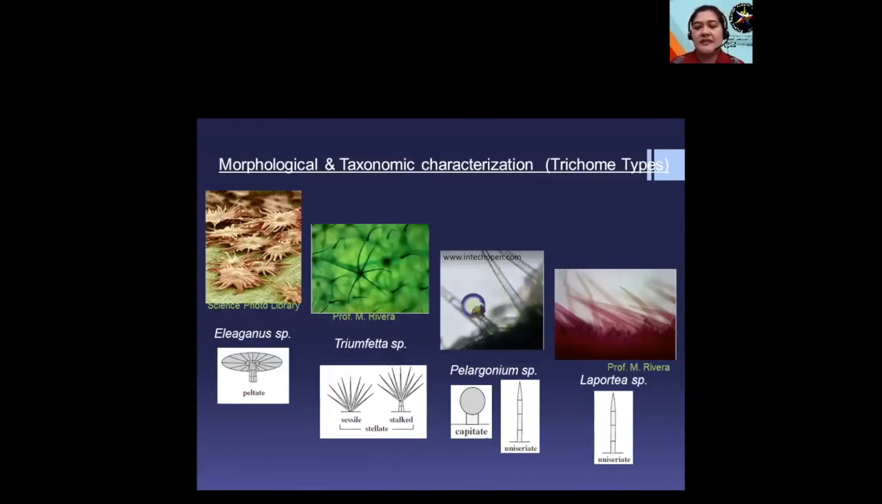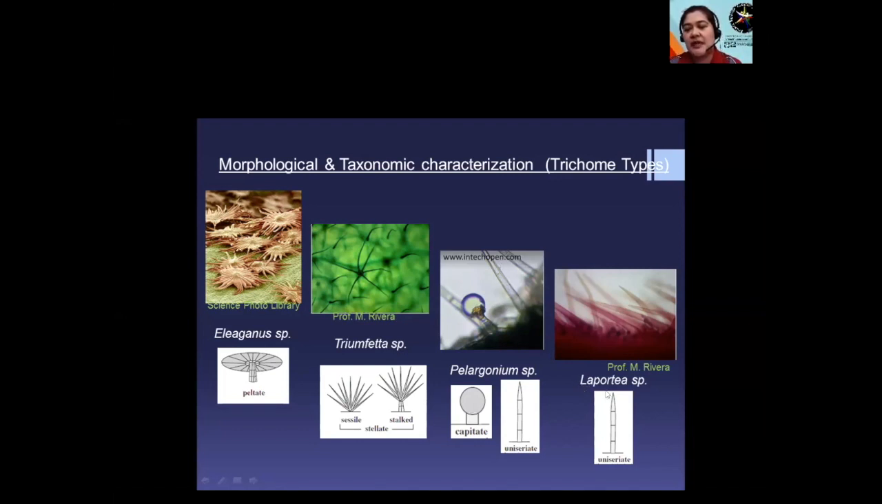So this would be examples of trichomes. So we have here Eliaganus. Makikita po natin ang ganda ng itsura niya. Parang maliliit na, na bansot na mga payong na nandun sa epidermal surface. And we have Triumpheta. So this is star shape. Okay? Pelargonium has two types. One is glandular. Kitang-kita pa natin yung kanyang gland cells. And the other type is uniserrate.